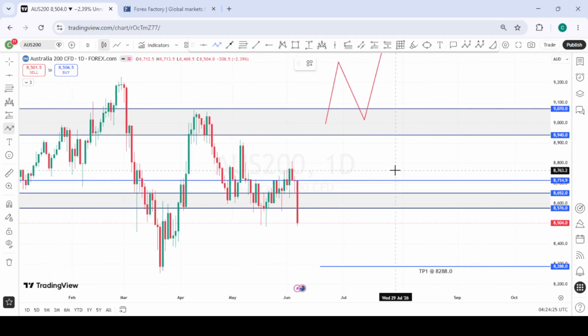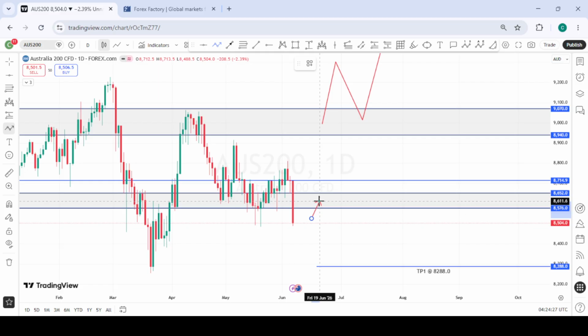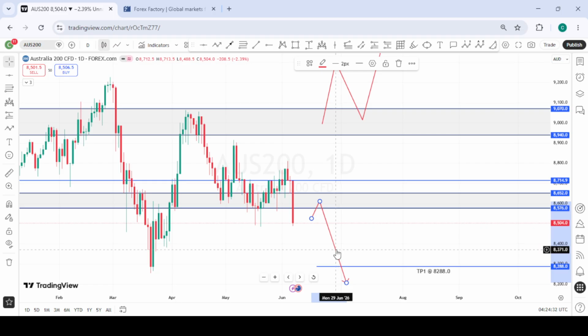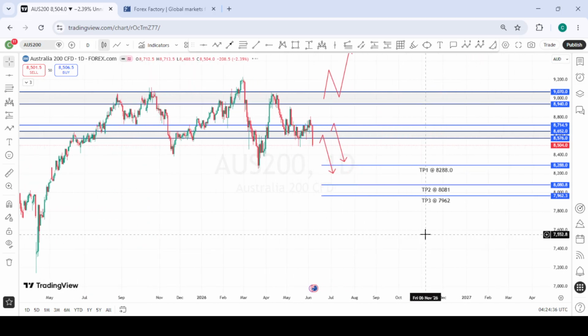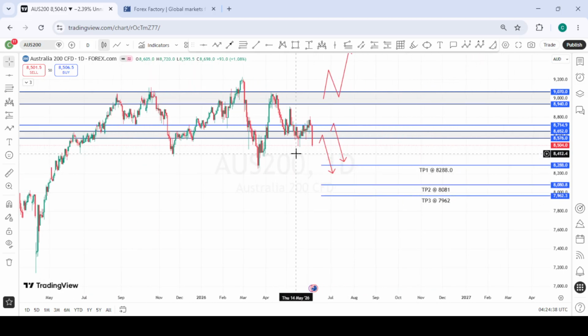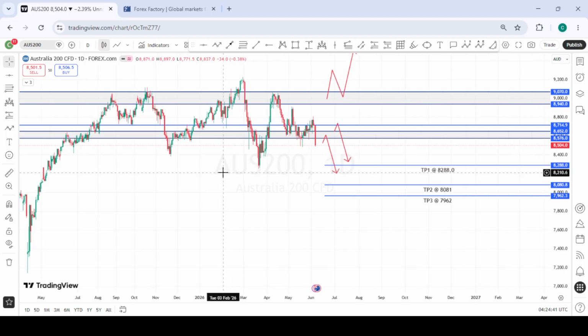So going into next week, all we are looking for is a possible pullback into this area of interest. Look for selling opportunities here to the downside. Should price pull back into the second zone above, we will still be interested in taking the sales from there to the downside. So these are the various targets we have for Australia 200 for the coming week.